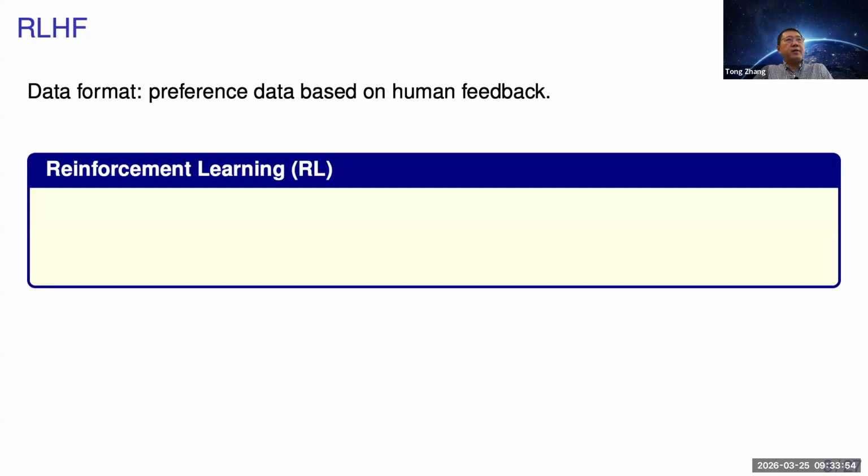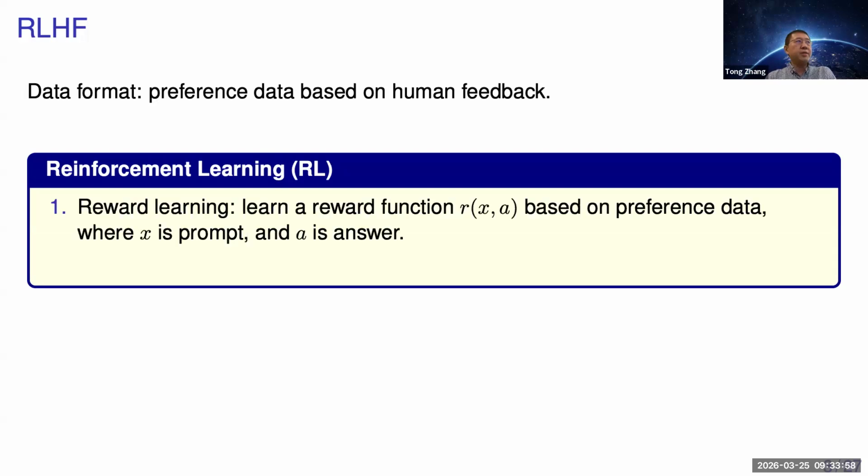For reinforcement learning, the typical workflow is like this. First, you learn a reward model. This is based on the preference data. Essentially, X is a prompt, and A is an answer. This one we covered last time. Then you learn this Bradley-Terry model, and you use logistic regression to solve that model.